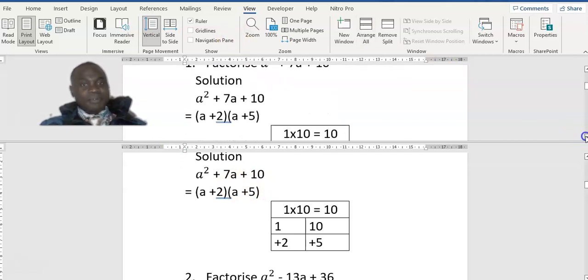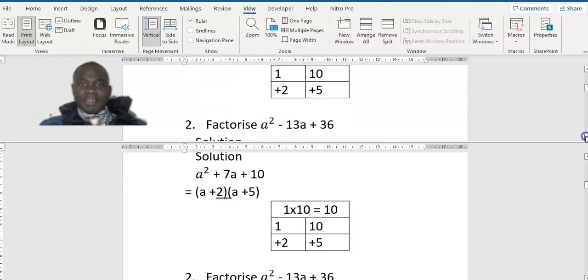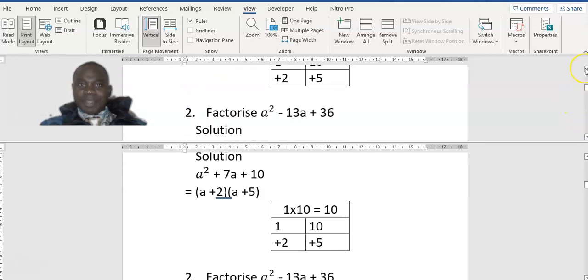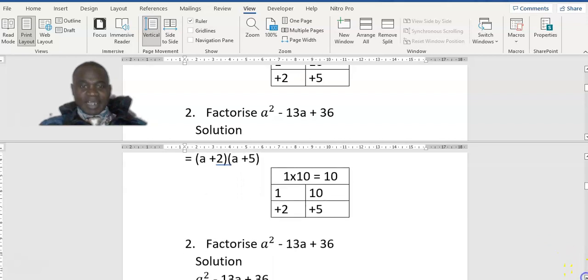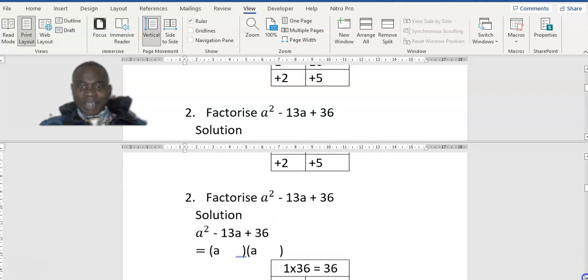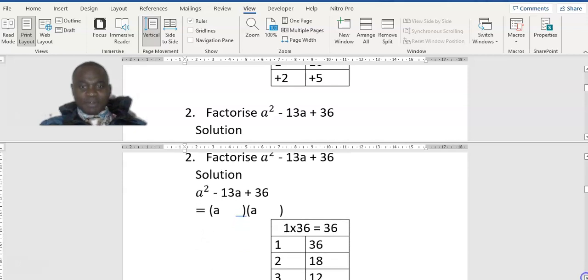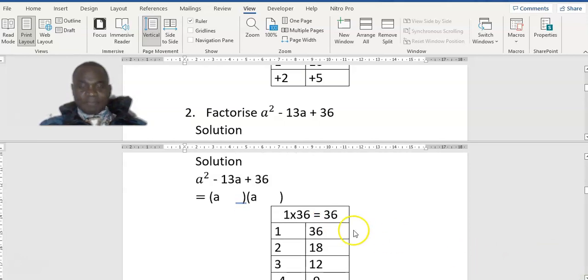Our next example is going to be this one. x squared minus 13x plus 36. Wow, it's wonderful. Let's see how we are going to do that. Oh, we have our table. So our table, there's 1 in front, so we say 1 times 36. That's 1 times 36. It gives us what? 36. Then write our factors.